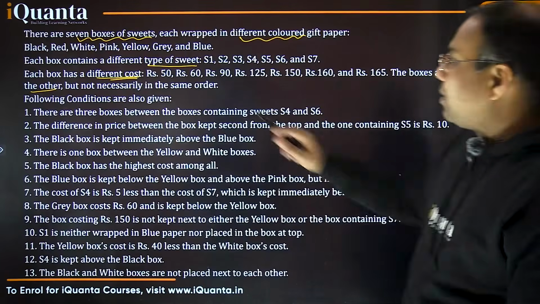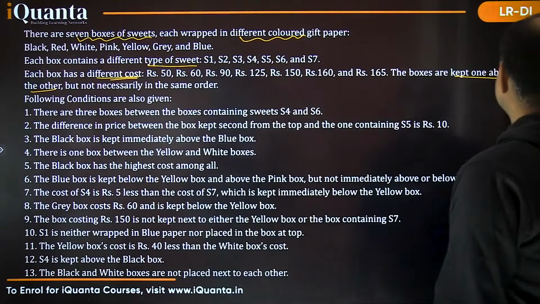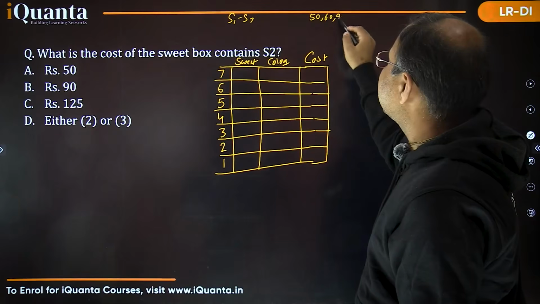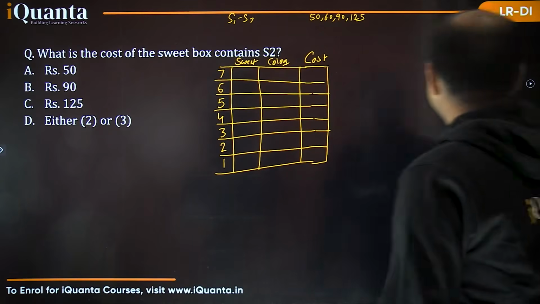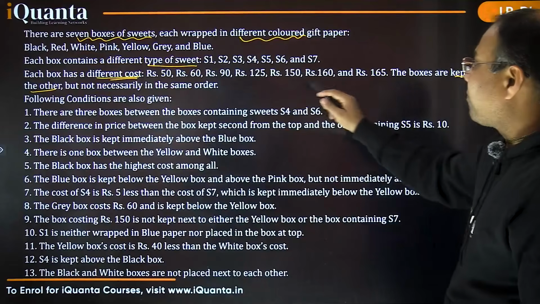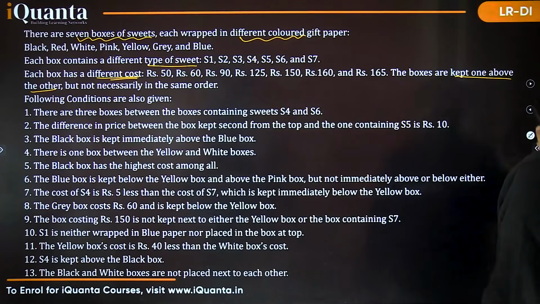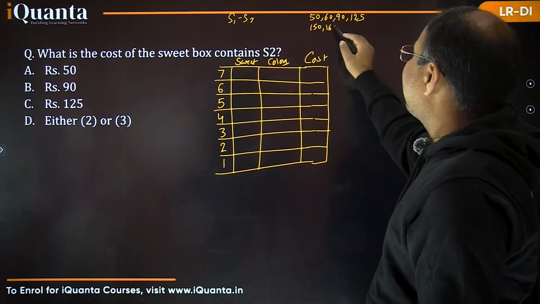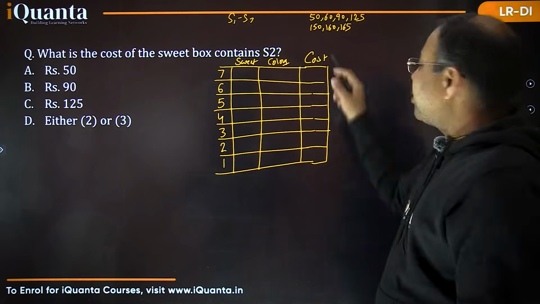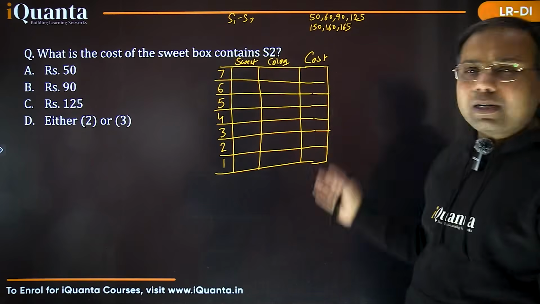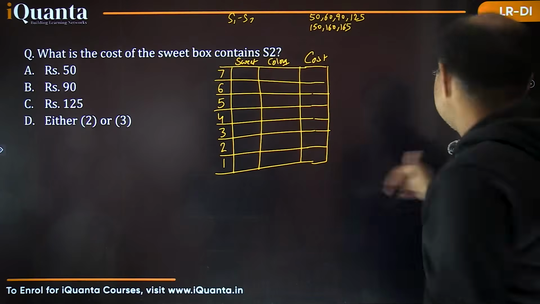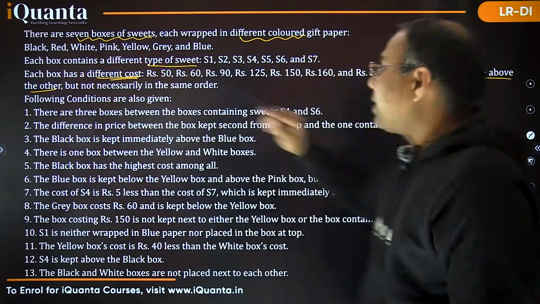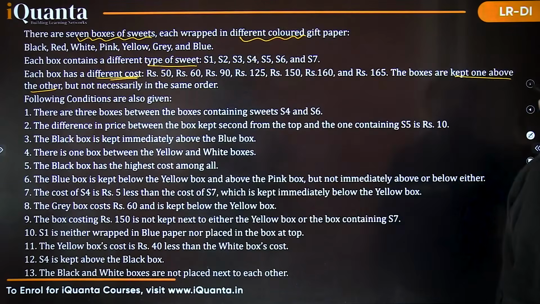So the costs are 50, 60, 90, 125. I'm writing it here. What else? There are 3 more costs. Let me check. So it is 150, 160, and 165. So these are the 7 costs that need to be filled in these 7 boxes, under the heading of cost. And what are the different colors? Let me check. We have black, red, white, pink. Let me write black, red, white, pink.